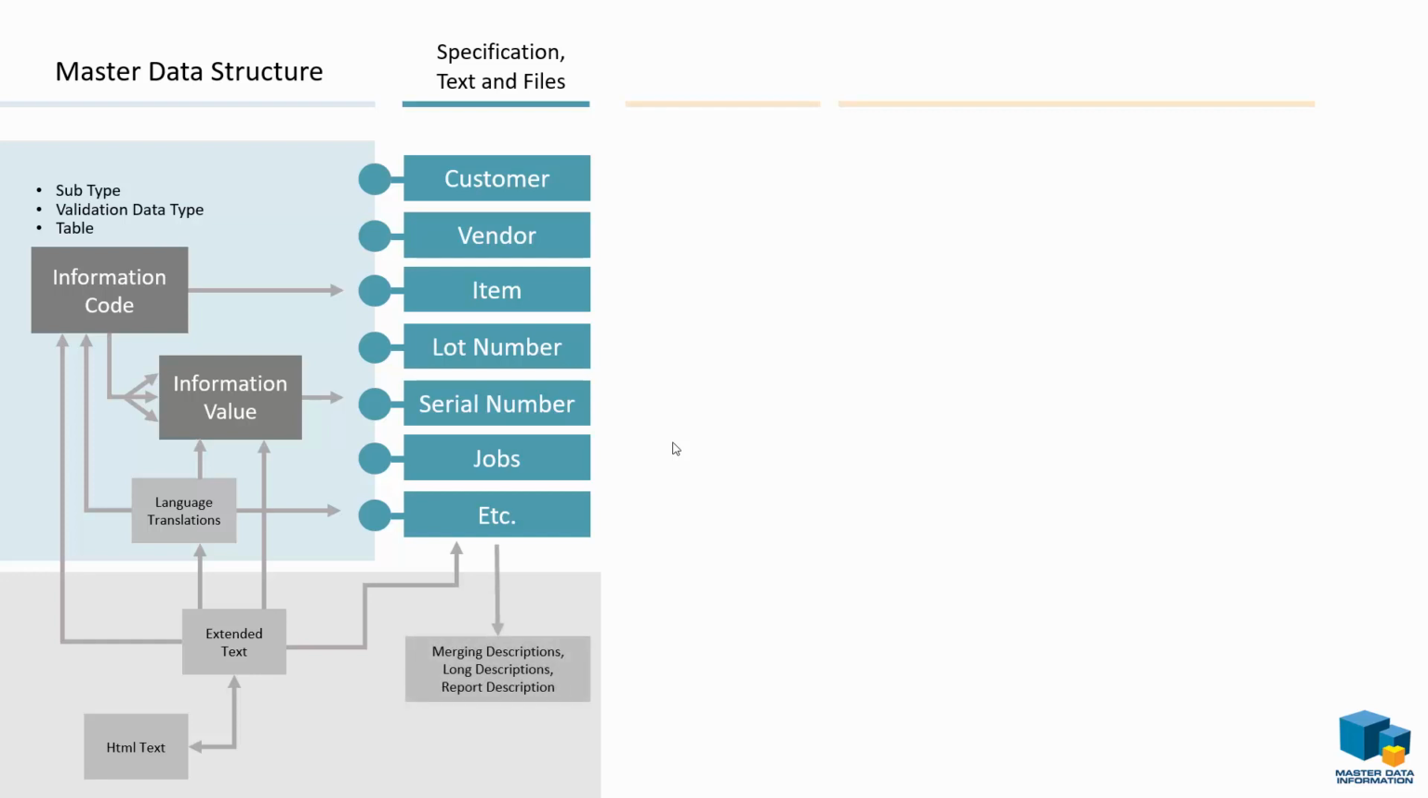And we can work with merging description, long description, report description. This means merging description from the specification we have added to those different entities. So we could set up a way of merging the item description based on our attributes.